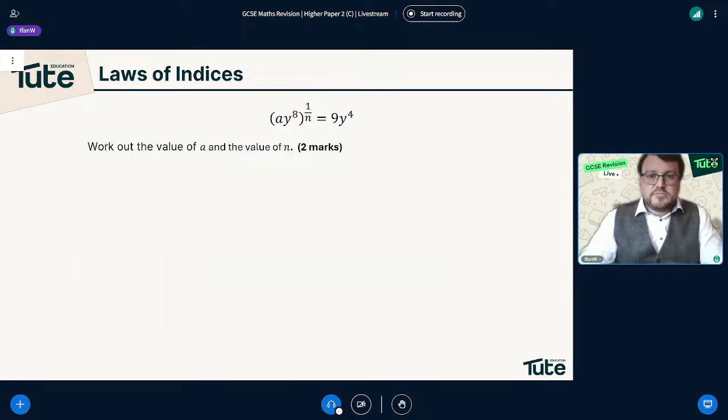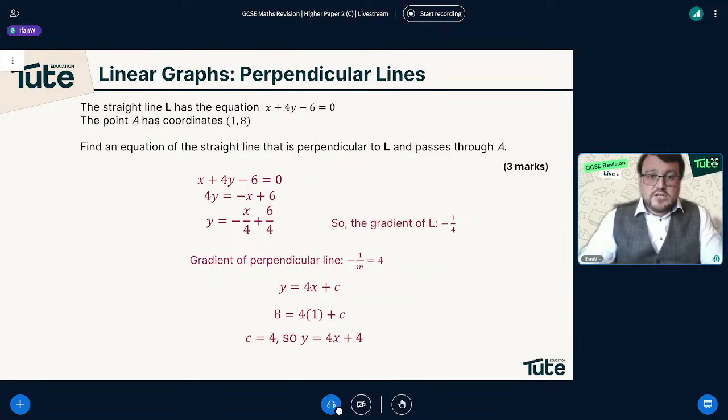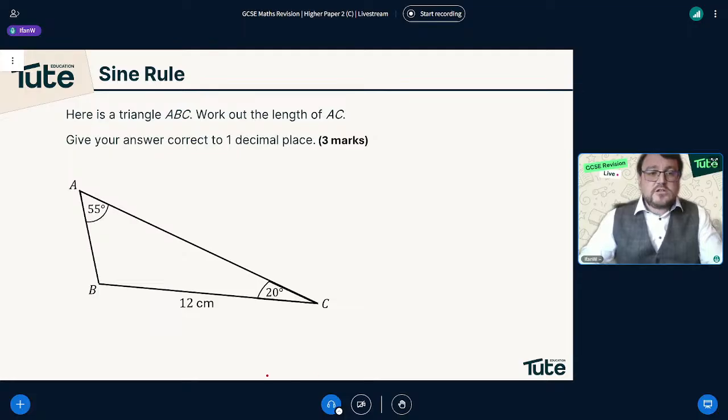Right then, chiefs and cherubs. I'm going to have to squeeze through this one a little bit. I would like to go through this one with you. I skipped a little bit there, because these are the types of questions that people struggle with. The sine rule here, okay? Here is a triangle ABC. Work out the length of AC. Give your answer correct to 1 decimal place.